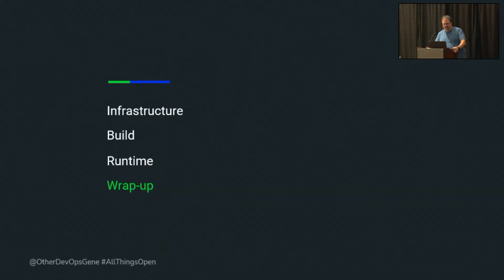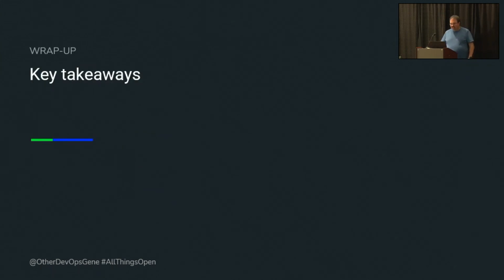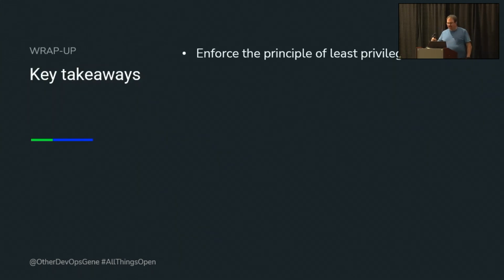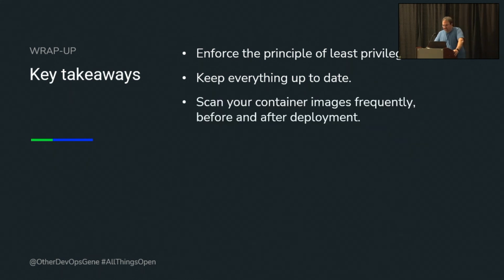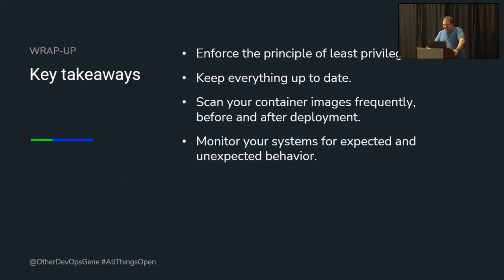All right, quick wrap up here. Key takeaways. Absolutely enforce the principle of least privilege. Make sure you don't give privileges you don't need. Keep everything up to date. That's the number one thing you can do to avoid using systems with vulnerabilities. Scan your container images frequently, before and after deployment. Monitor your systems for expected and unexpected behavior and disk space.